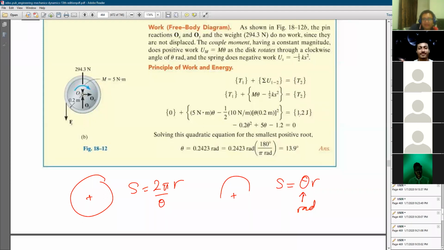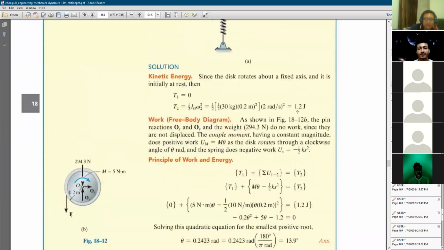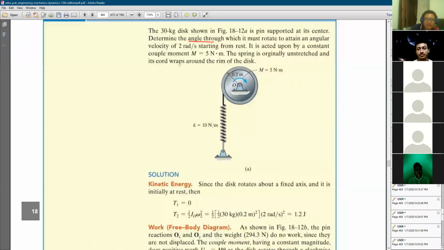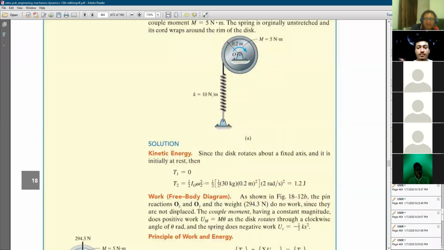Okay, and on T2, that becomes a bit interesting. How do we get T2, the final one, when it attains the speed of 2 radian per second, the angular velocity of 2 radian per second? This is the point where omega becomes 2 radian per second, squared. If it is squared, then it becomes alpha. Be careful. Now, how to calculate the I_O?